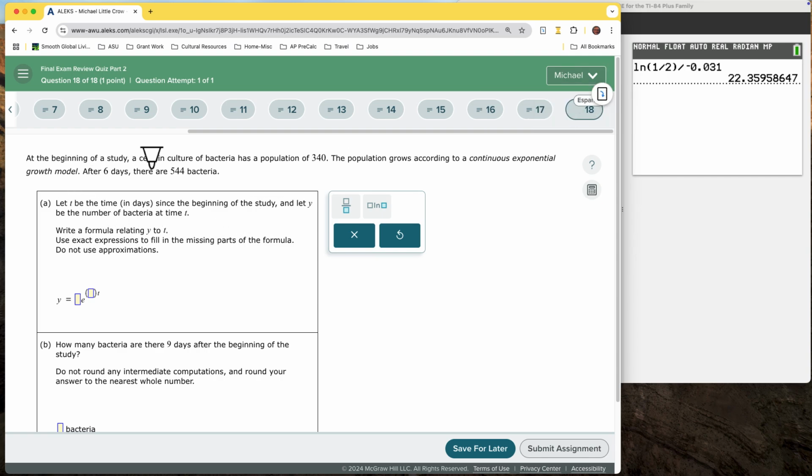At the beginning of a study, a certain culture of bacteria has a population of 340. The population grows according to a continuous exponential. We use this a lot because in science it gets used a lot. This is growth, so our rate is going to be positive. After 6 days, so we've got the time, there are 544 bacteria. So we see that, yes, it's growing.